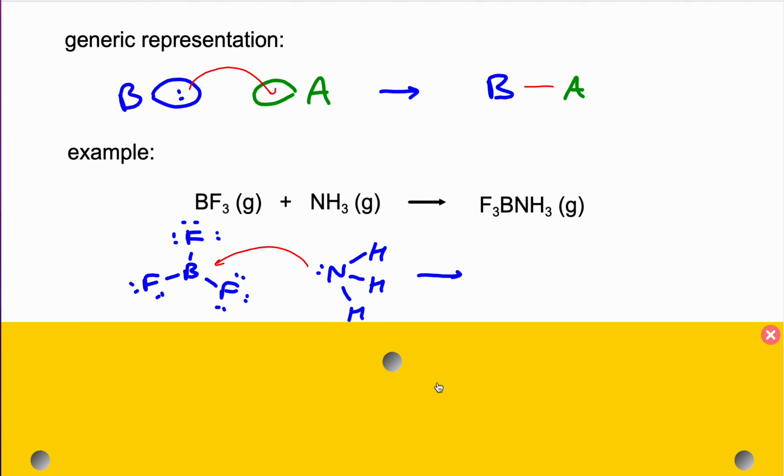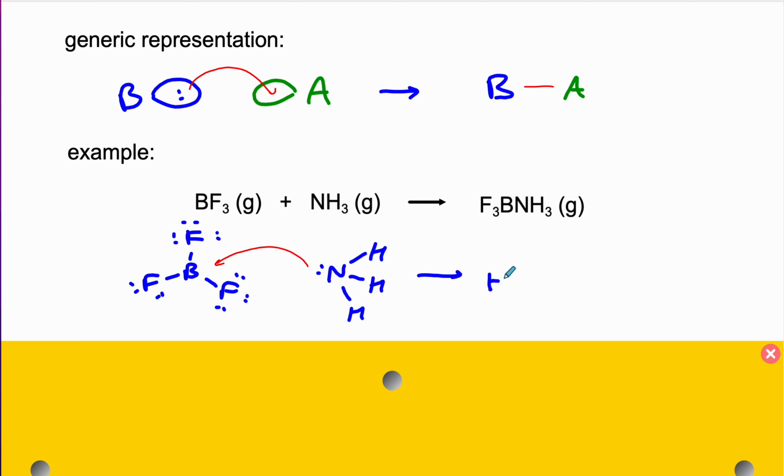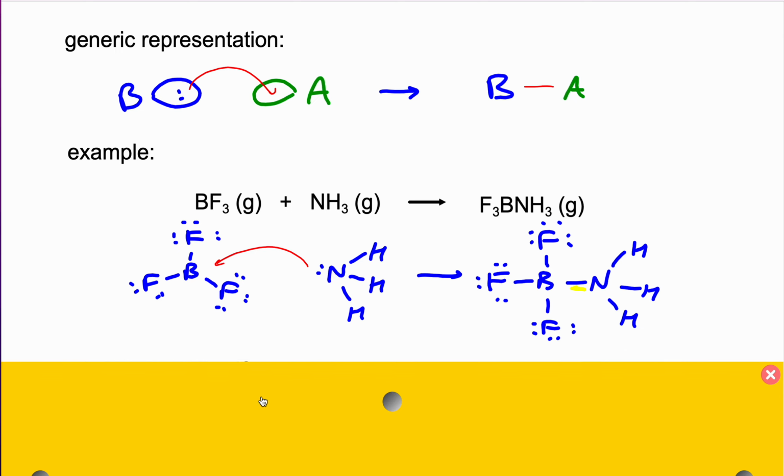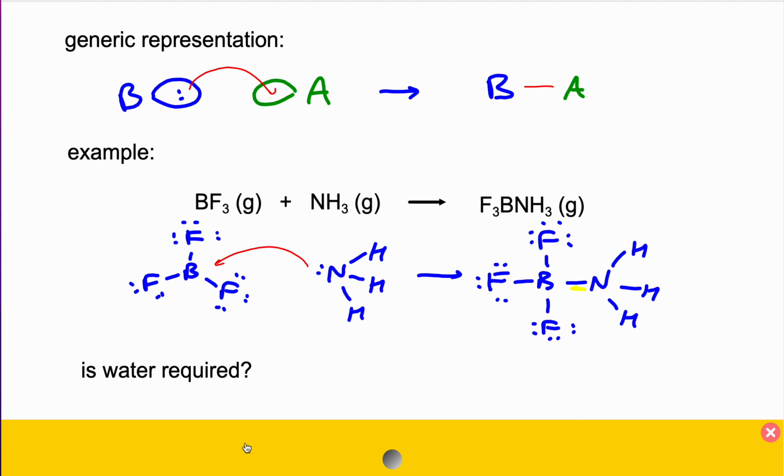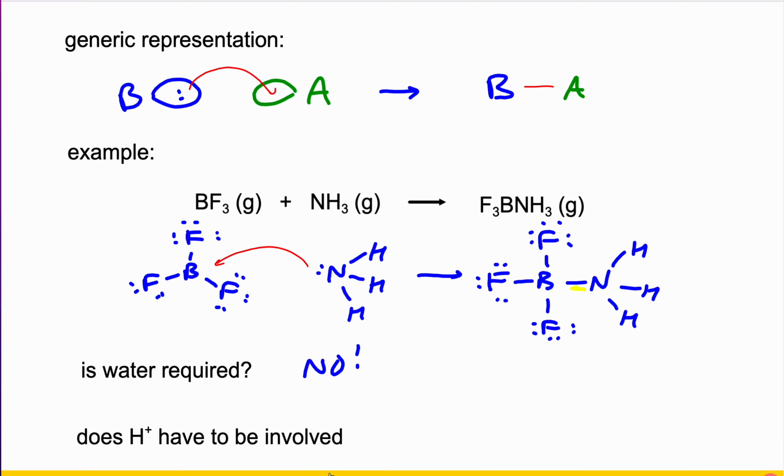And in the process, we form this new molecular compound that has a new boron-nitrogen bond. And I have my 3 hydrogens here. What you see right there, I'm going to draw over it in yellow, is the new boron-nitrogen covalent bond formed in this Lewis acid-Lewis base reaction. And is water required? Absolutely not. You do not need water for a Lewis acid-Lewis base reaction. Does the hydrogen ion have to be involved? No, nothing in the Lewis acid-Lewis base definition even mentions the hydrogen ion.